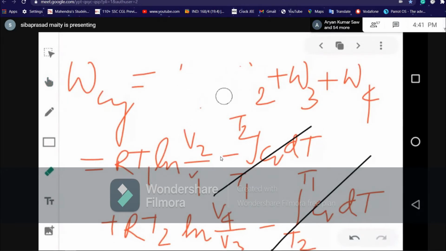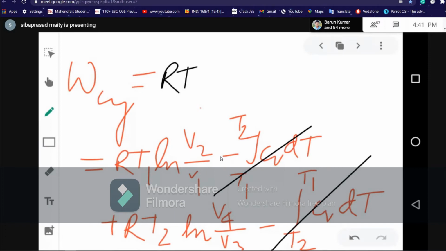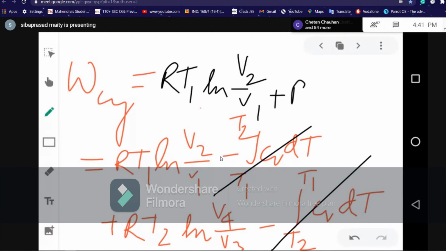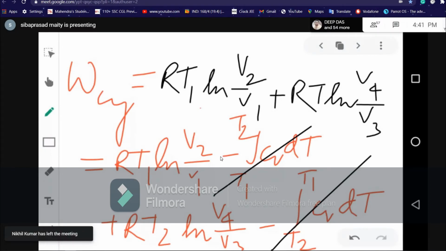Then what do we have? It is RT1 ln V2 by V1 plus RT2 ln V4 by V3. In the second part, it is T2, RT2. Okay.